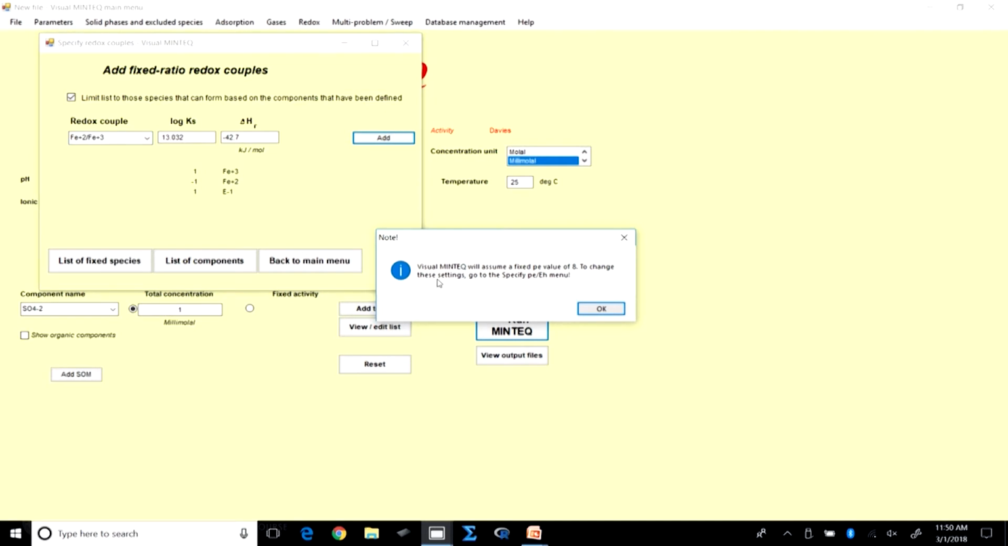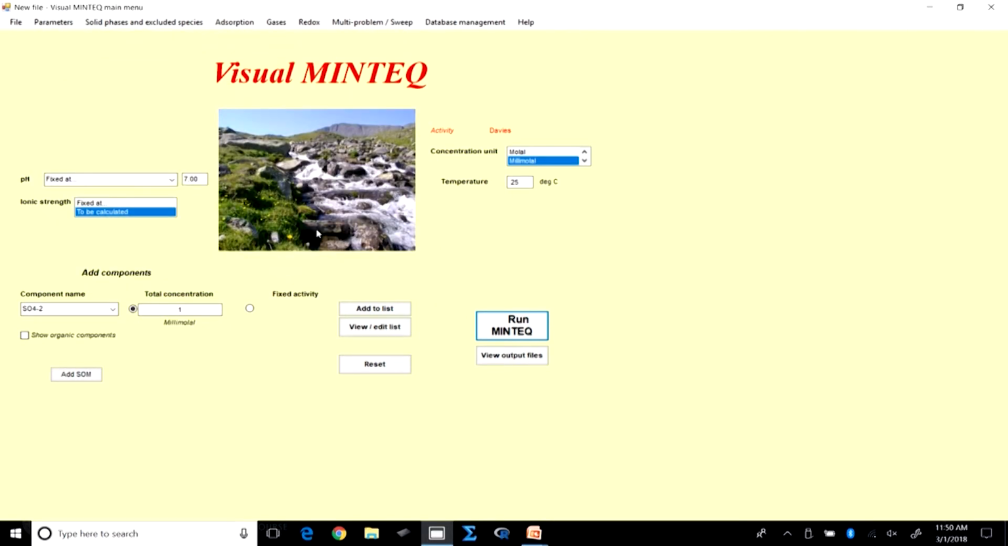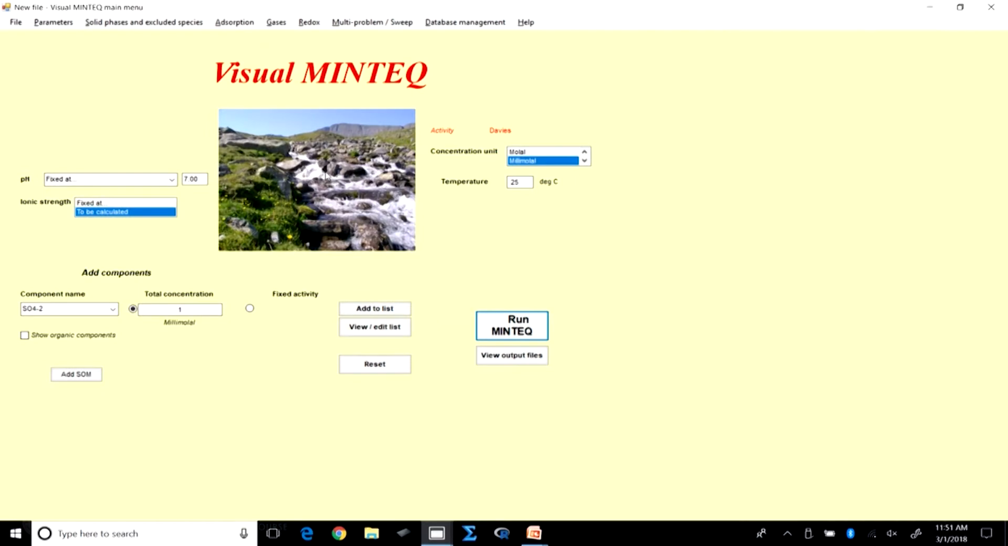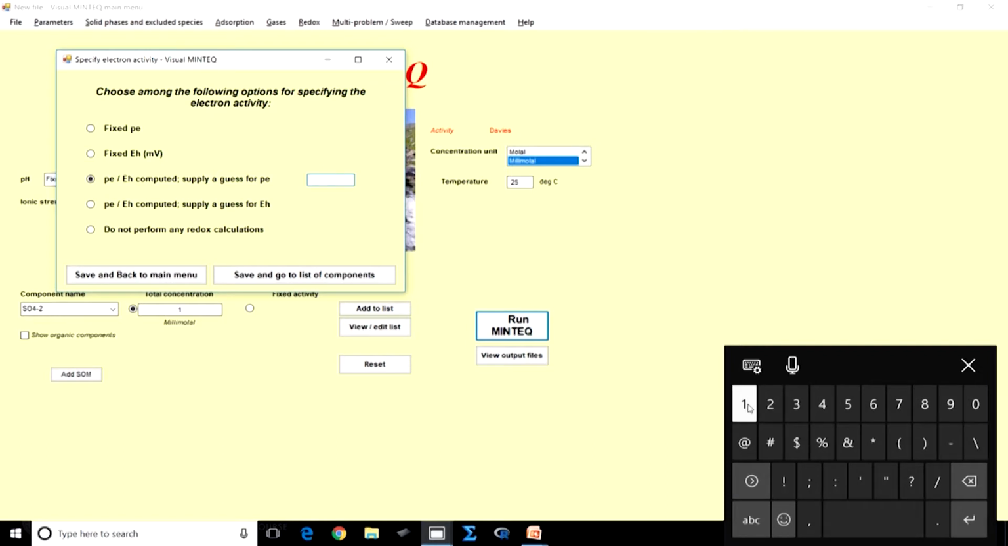Here it says that Visual MINTEQ will assume a fixed pe value of 8, which doesn't make much sense to me. So I need to go to the specify pe and Eh menu. Okay, we are going to do that. Back to main menu, then parameters, and specify pe and Eh. It's not fixed pe, since I'm trying to calculate the pe, and it's not fixed Eh. Again, we'll come back to that. So pe or Eh computed by supplying a guess for pe. I'll give it what it was earlier. I think it was around 13, so it should be lower. Let me go with 10, and it's not switch key. Let's say I'm going to supply a guess of around 9.